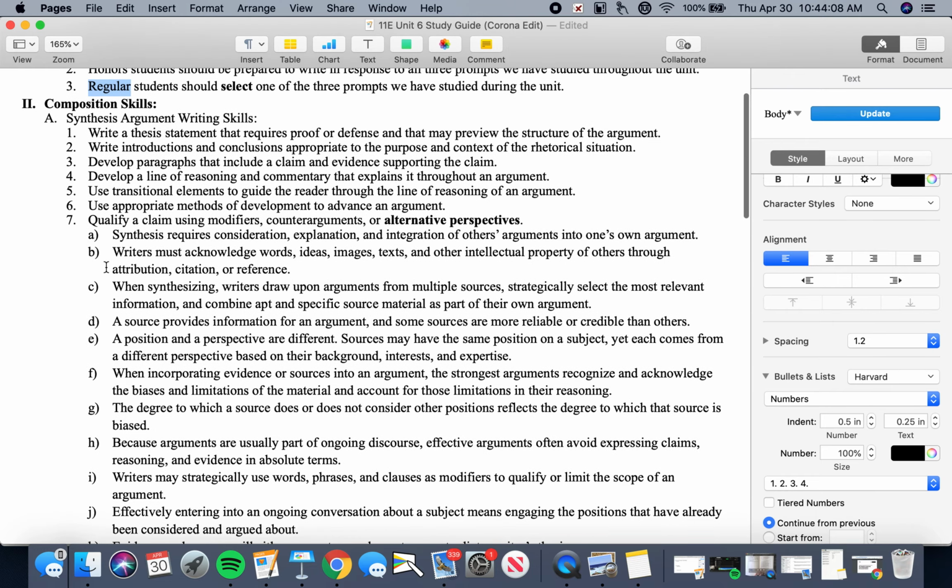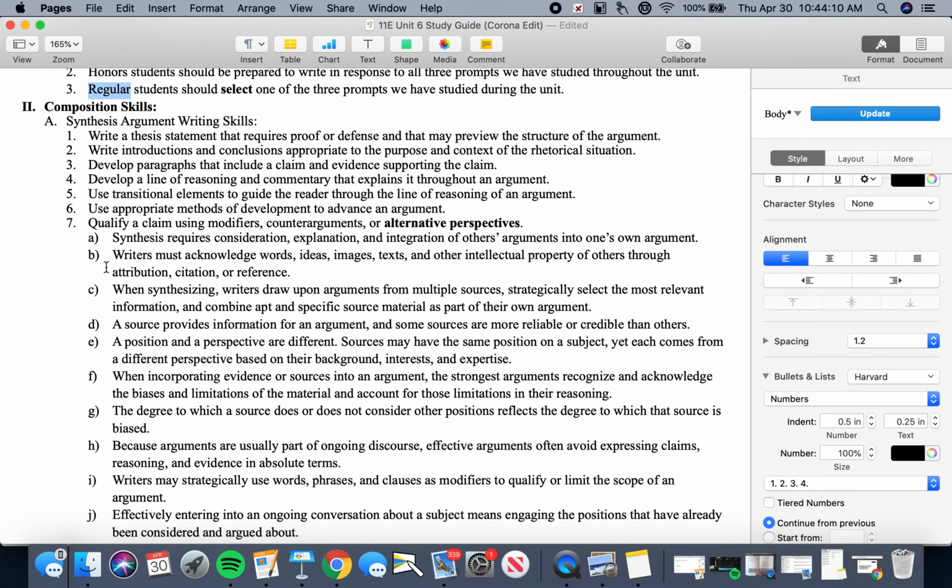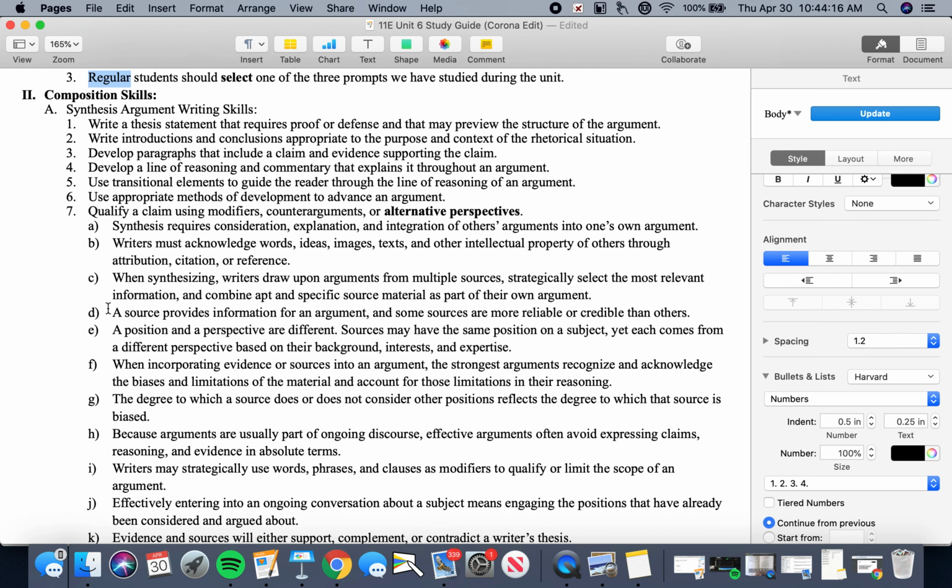All right, so the composition skills, the basic skills that you need to show me throughout the course of your essay are kind of cumulative of what we've been talking about throughout the course of the year. Okay, you need to be able to write a thesis statement that requires proof or defense and may preview the structure of the argument. That is to say, it may be a closed thesis statement that offers me the criteria that you'll explore.